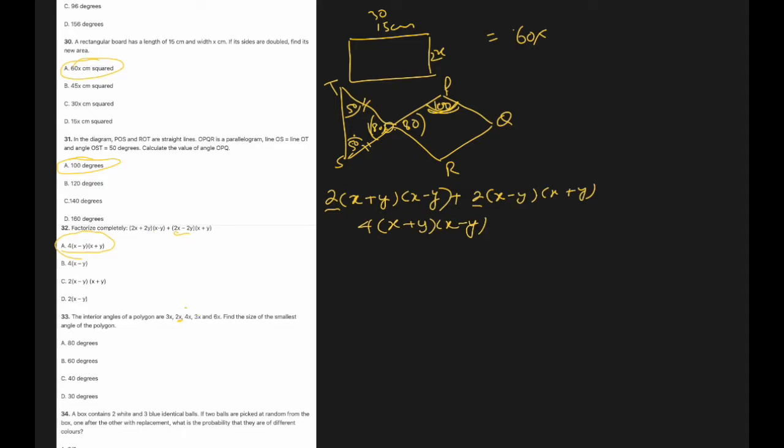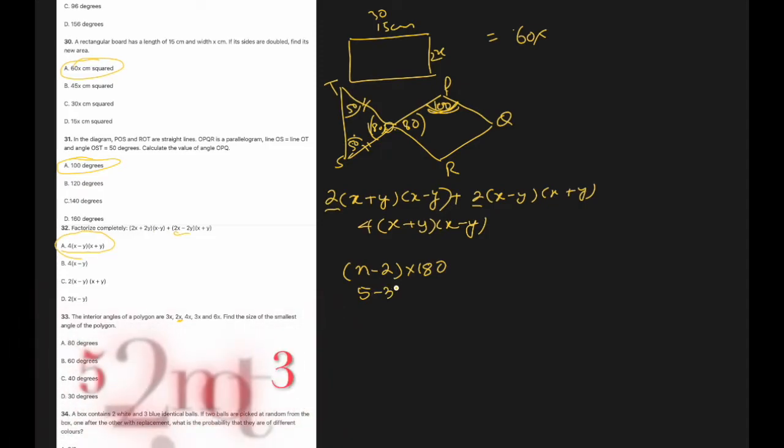Right? So for a pentagon, the sum of the interior angles is 540. But if you don't know, this is the formula: n minus 2 times 180. This is the formula for the sum of all interior angles of any polygon. And we know there are 5: 1, 2, 3, 4, 5 angles. That means it's a pentagon.